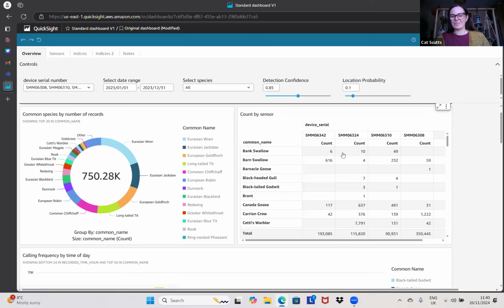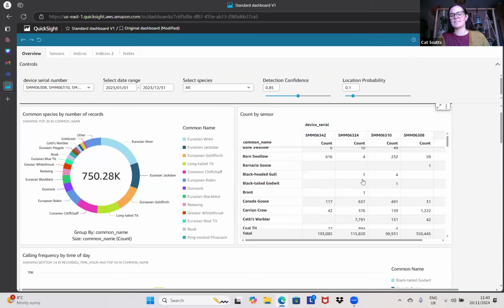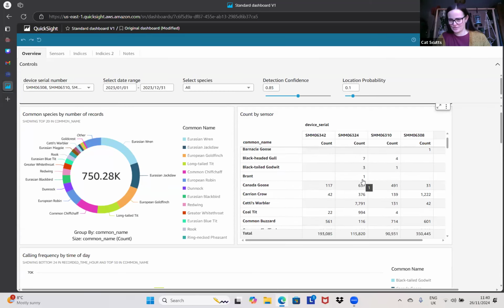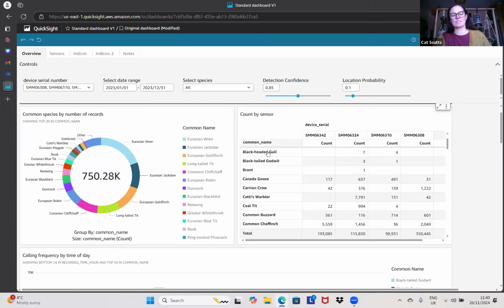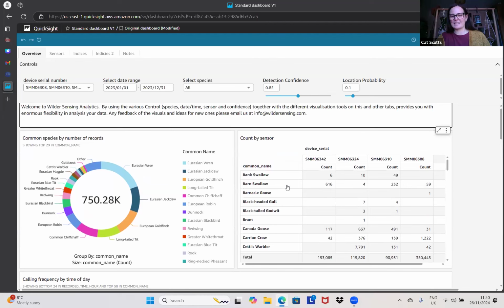If we have a quick look through the calls per recorder, you can start to get an idea of site usage of different species. You can also start to have a look at some of the species that are being picked up. So we're automatically getting some spurious things here that, you know, indicate you might want to go away and validate some of these.